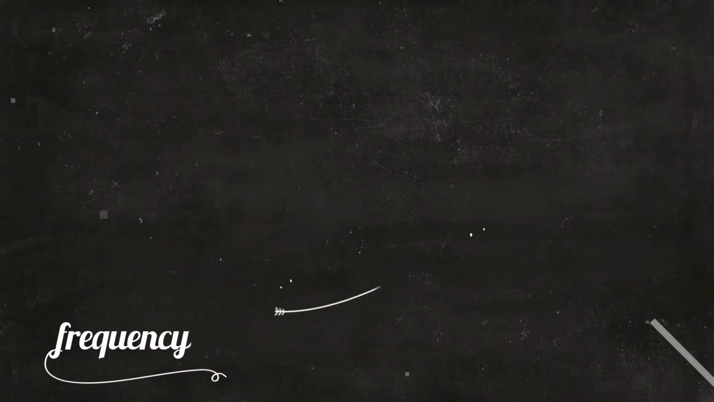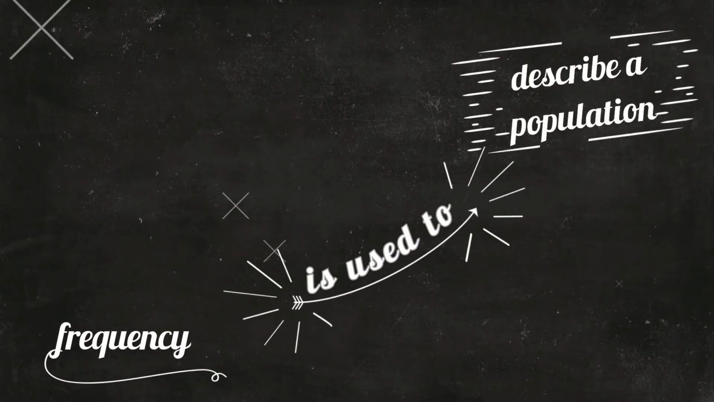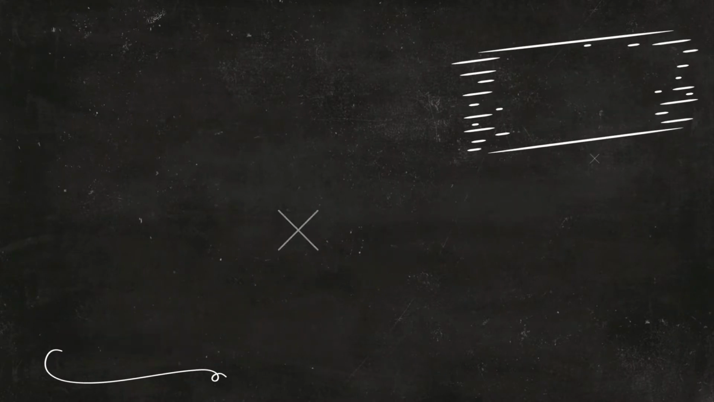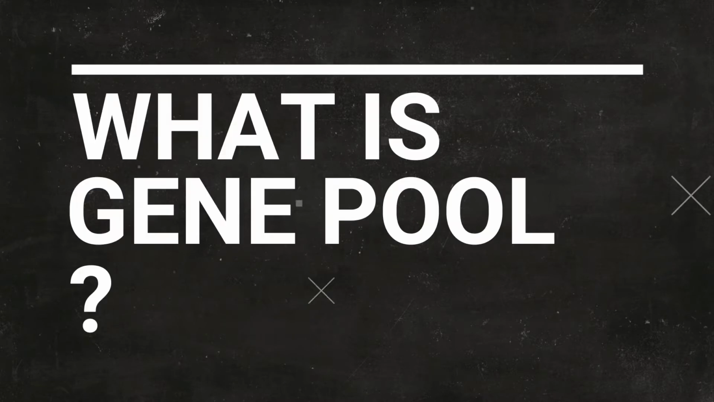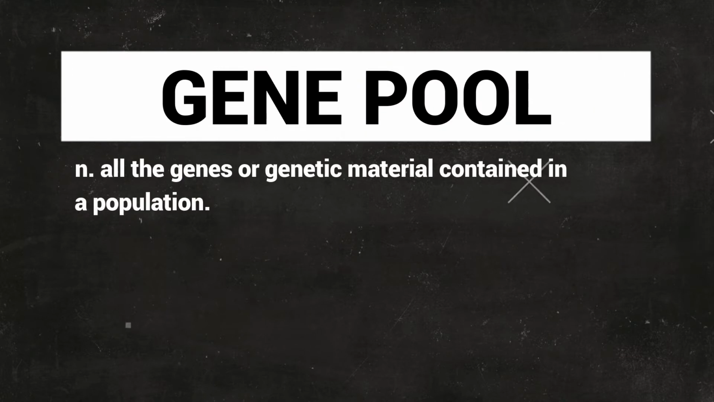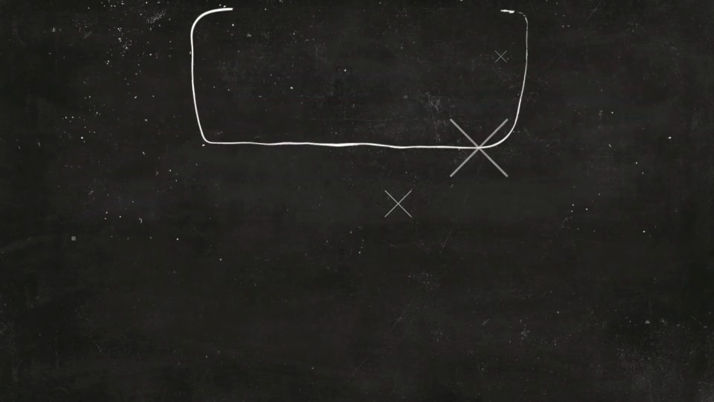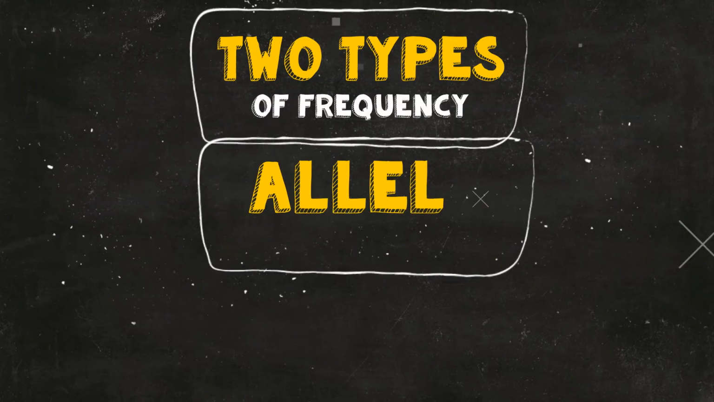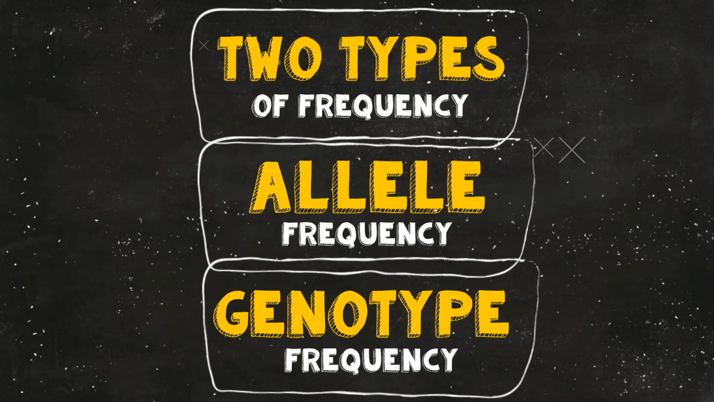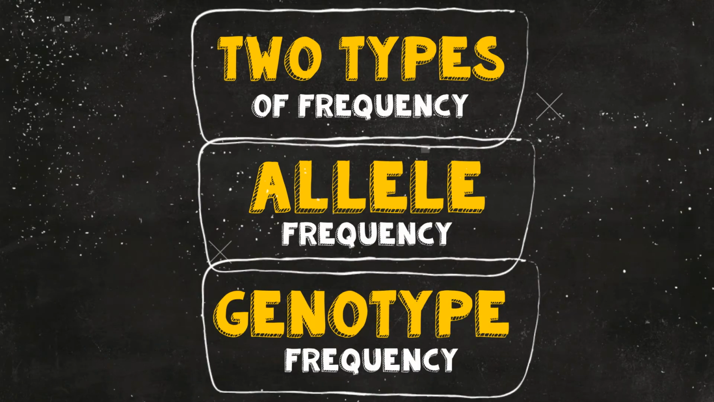Scientists use numbers or math to describe a population or gene pool. What exactly is a gene pool? A gene pool represents the whole genetic makeup for every member in a particular population. There are two types of frequencies to describe a population, the allele frequency and the genotype frequency.